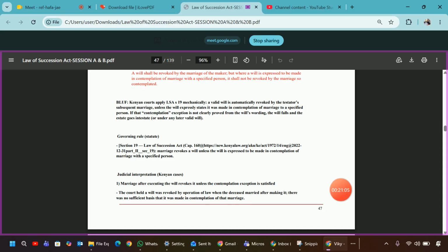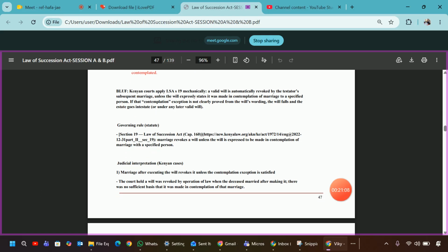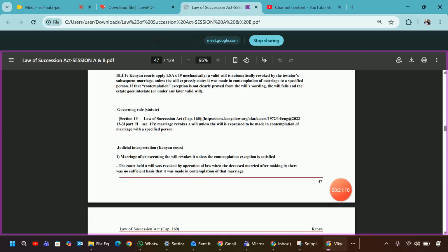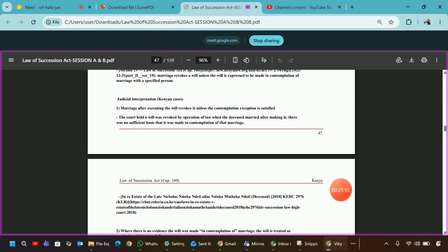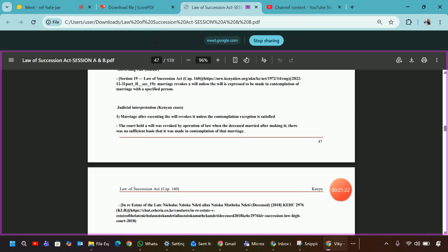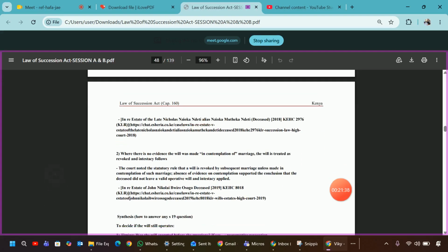So Section 19 in verbatim, marriage revokes a will unless the will is expressed to be made in contemplation of marriage with a specified person. Judicial interpretation, we have in the Re Estate of Late Nicholas Nzioka Ndeti 2018, where marriage after executing the will revokes it unless the contemplation exception is satisfied. The court held that a will was revoked by operation of law when the deceased married after making it. There was no sufficient basis that it was made in contemplation of that marriage.